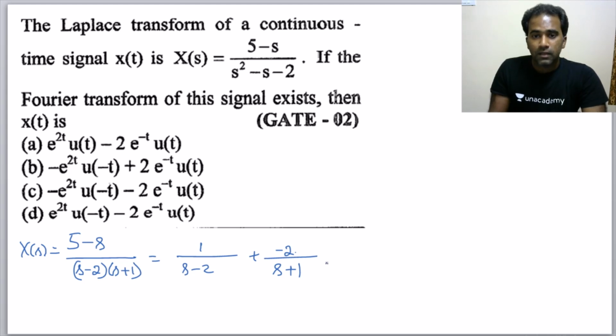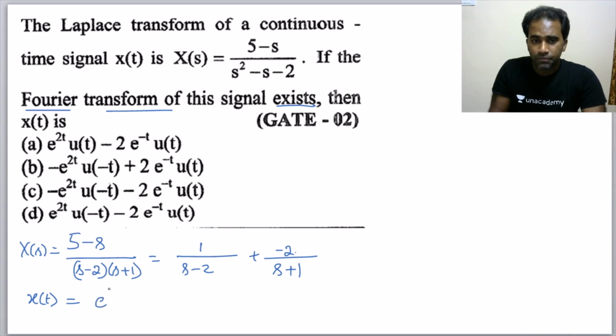Right? So here they have given some information. If the Fourier transform of the signal exists, they have given some information about the ROC. Okay. They did not say the ROC directly, but they have given the information about ROC. Right. So this is the Laplace transform. In partial fraction format, it will be easy for us to find the inverse Laplace transform. So let us write the basic answer of the inverse Laplace transform.